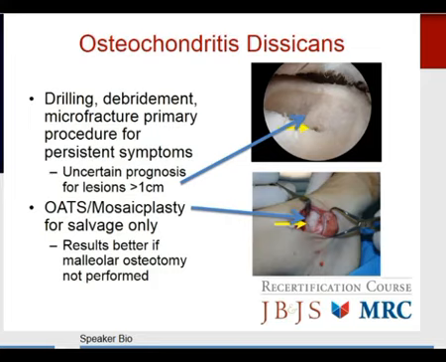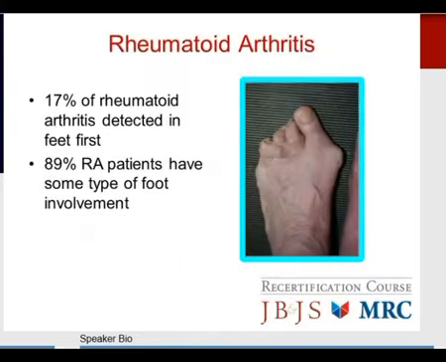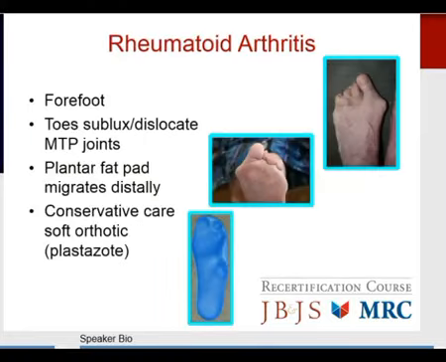The final topics are two systemic diseases, the first being rheumatoid arthritis. We recognize that 17% of all rheumatoid arthritis patients are detected in the foot first. That's why this matters. If you see someone with foot pathology that's severe like this, consider rheumatoid arthritis as part of your primary diagnostic workup. We look at rheumatoid arthritis in a couple different categories.